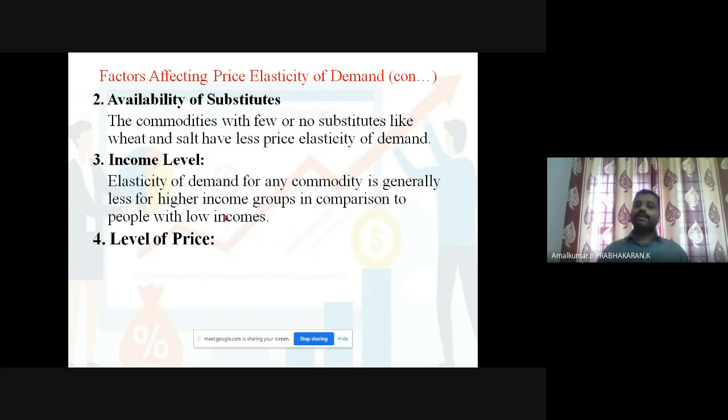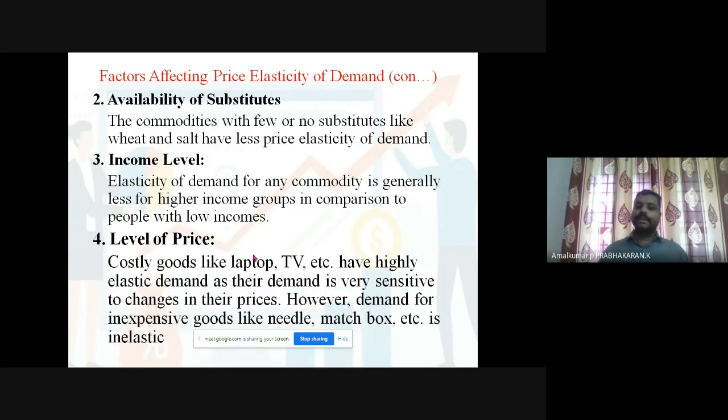Another one is the level of price. The level of price will also affect the price elasticity of demand.